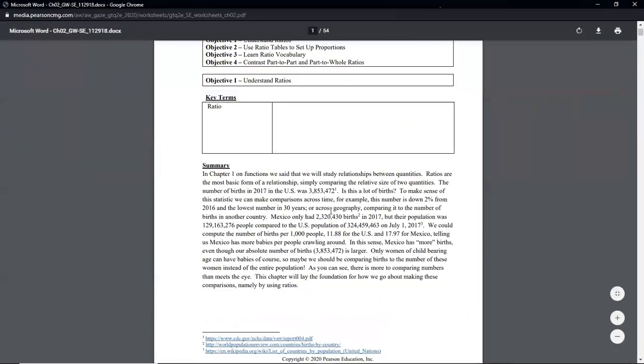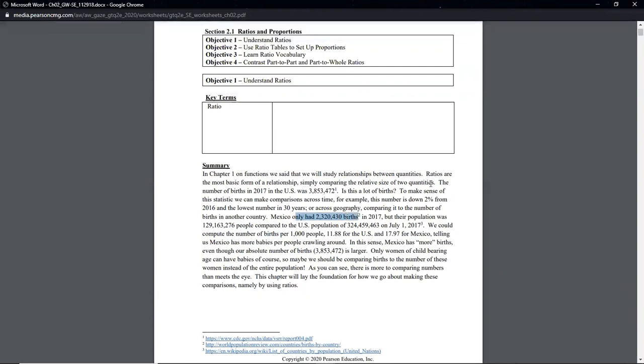Nice little summary. You can read this on your own. We don't have the time to get into all that detail, but the main point of this is how in 2017, the number of US births was 3.8 million. And in 2017, the number of Mexico births was 2.3 million. Again, rounding. So you might say, oh, well, the US had way more births, and that might be true in an absolute number, 3.8 million versus 2.3 million.